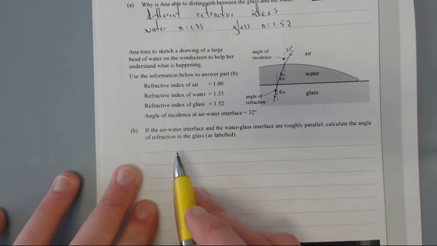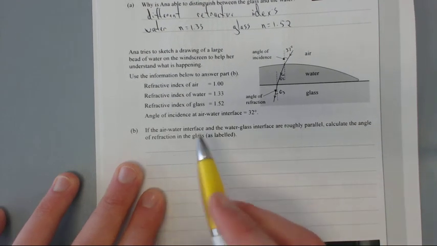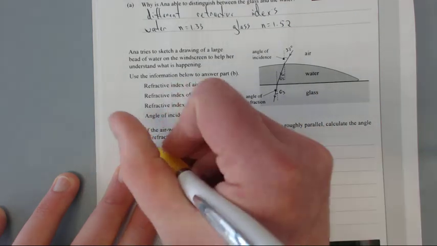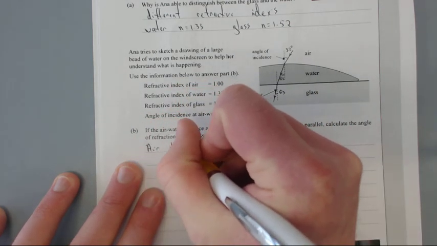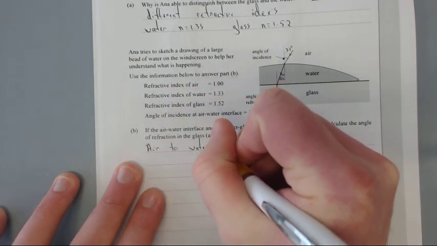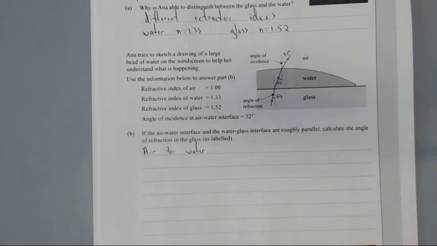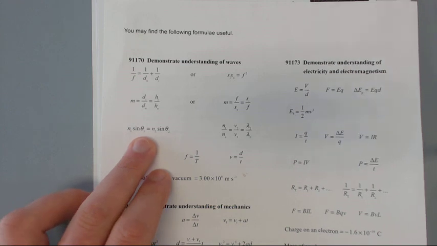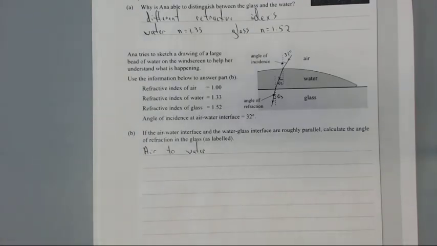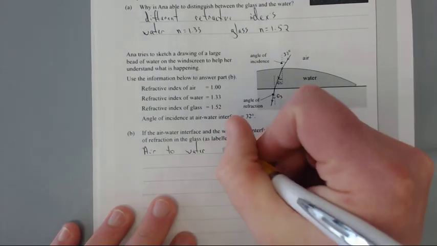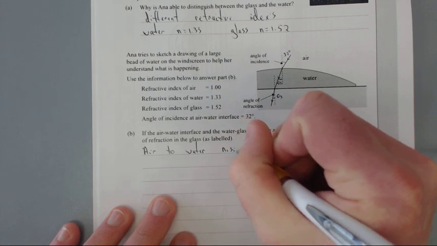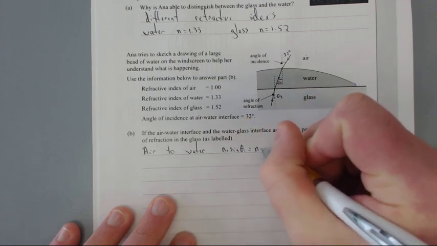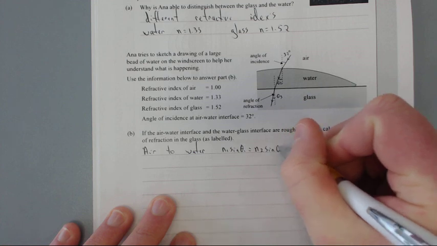Right, so let's start it off. Initially we go from air to water, so we're going to have to use Snell's law. On our formula sheet, here it is: n1 sine theta 1 equals n2 sine theta 2.